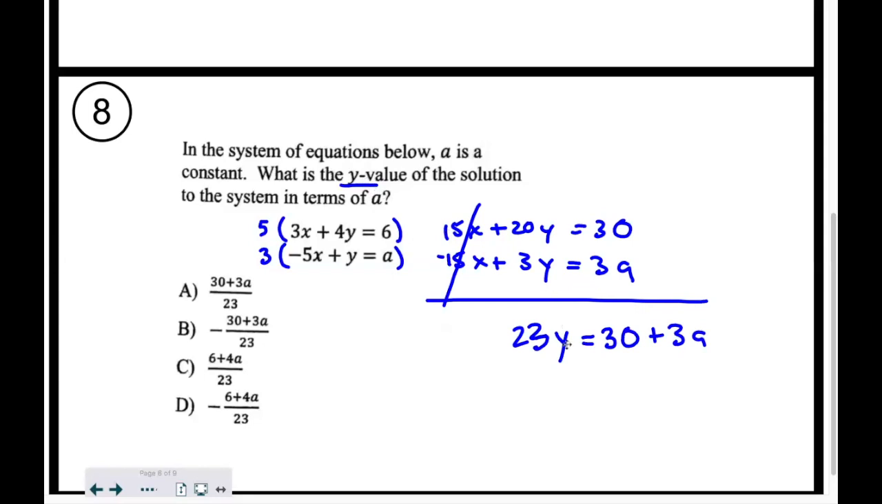Well, I just got to solve for y. So I just divide by 23. And again, I have the 30 plus 3a and I'm dividing by 23. So I might be able to just see that the answer is a, without having to write this. If it's that helpful for you, you should do that. But if you can skip that, then again, those seconds add up.